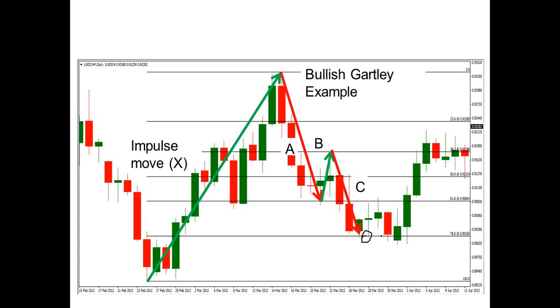So the thing that makes this interesting when you really think about it is that when you have this type of formation that occurs in the market with the ABC correction and the 78.6 level, you're looking to be a buyer here.